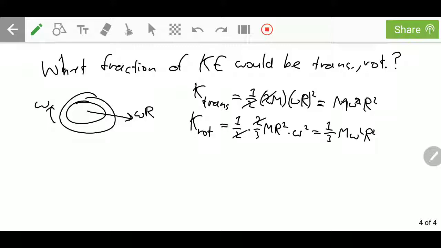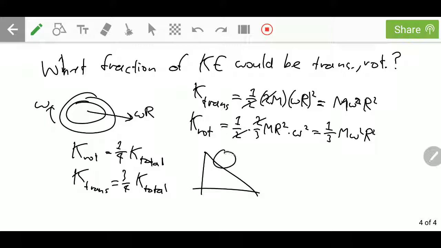And here we get 1/3 m omega squared r squared. And you can see that the rotational kinetic energy is 1/4 of the total kinetic energy, and the translational is 3/4. And so what this means is that when you have an object rolling down versus an object sliding down a certain height, basically this one will have 3/4 the translational kinetic energy as this object.